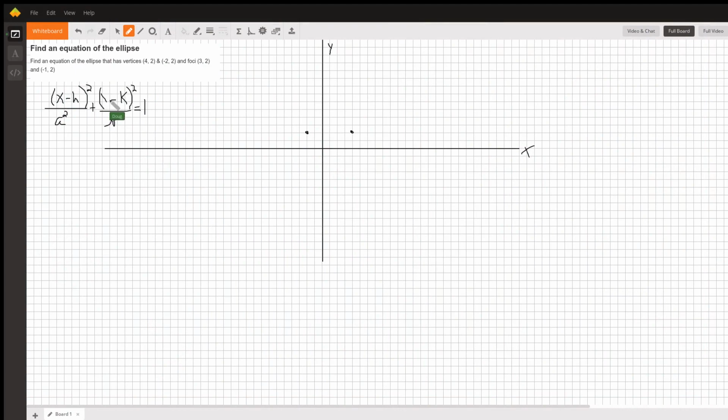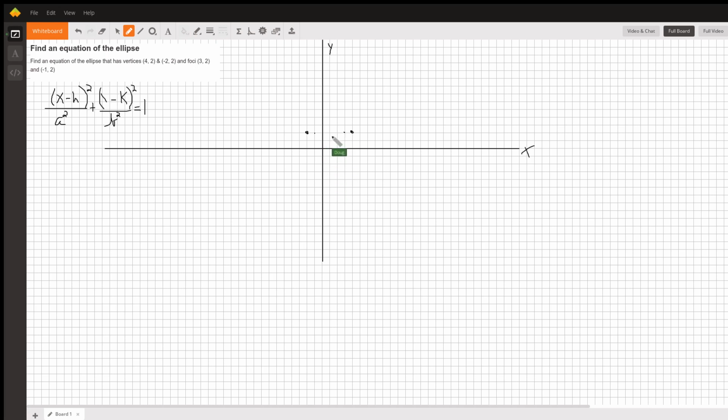Values of h, k, a, and b. And this is the formula, or the standard form, for the equation of an ellipse centered at (h, k), where the major axis is horizontal. And so I've plotted the two points here, (4, 2) and (-2, 2). And the foci are here and here. And I'll make them little dots right there.